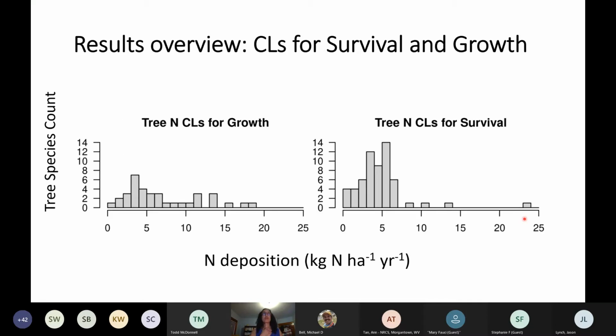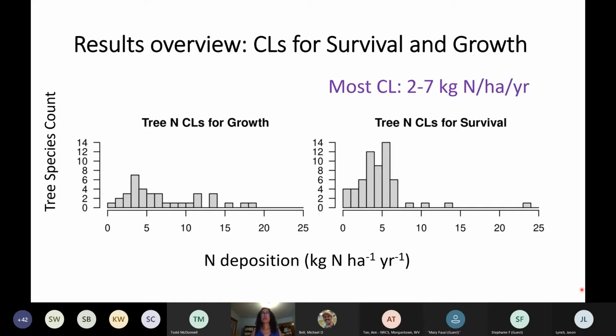So here we're looking at the growth and survival critical loads, the survival on the right, growth on the left, and deposition is on the x-axis, and on the y-axis is the count of tree species that have a particular critical load. So you can see the distribution of the critical loads. And you'll notice that it's a pretty broad distribution, goes up to about 20.